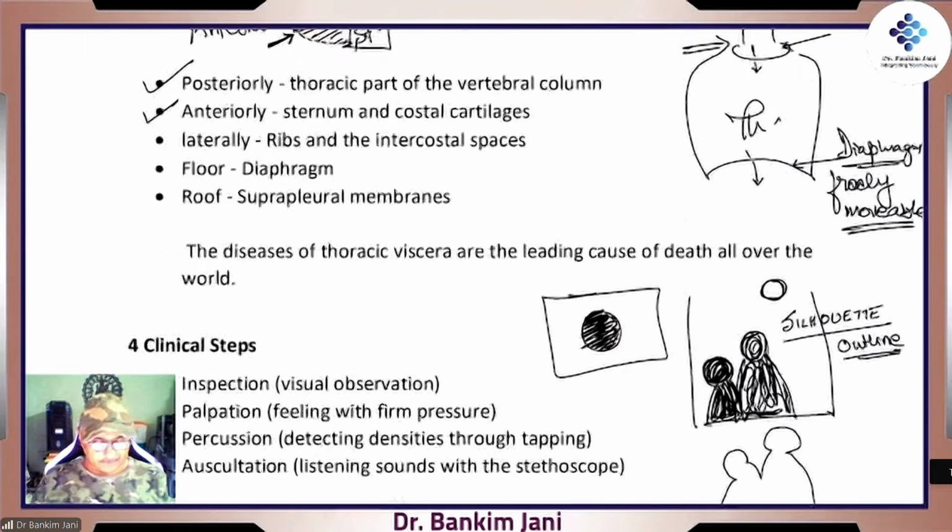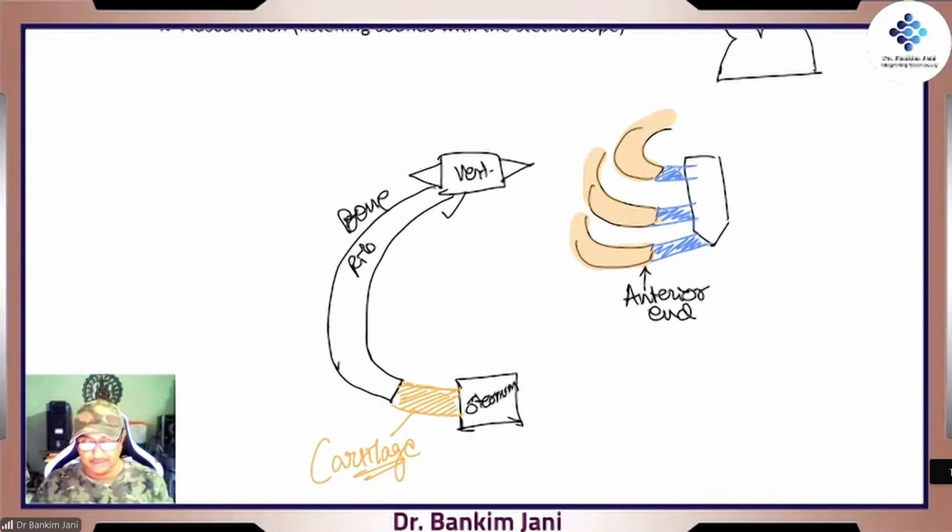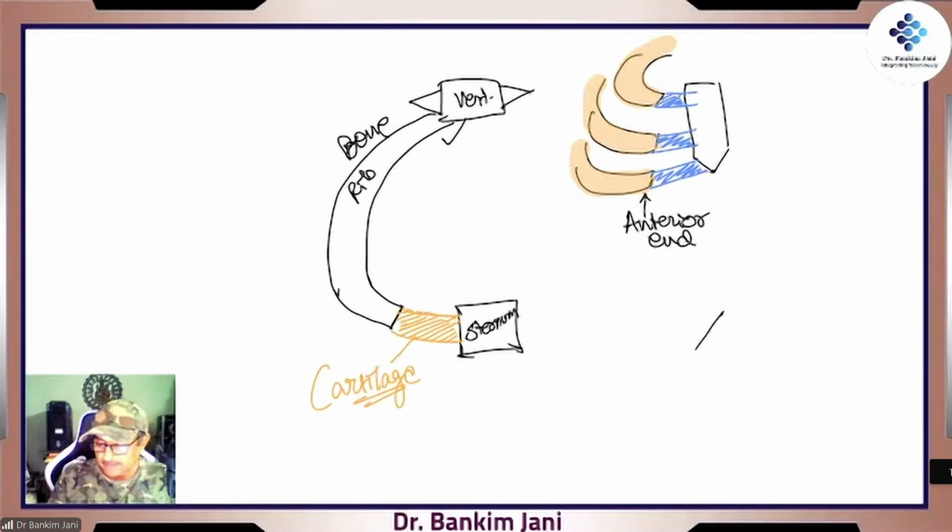The next is over here. So we saw the lateral side. On the lateral side, we have the ribs and the intercostal spaces. The floor is the diaphragm. We just talked about this being the floor. And the roof is the suprapleural membrane. Supra means above, pleura means the layer which is covering the lungs, right? So here are the lungs, and the lungs are covered by two layers. One layer and the second layer.